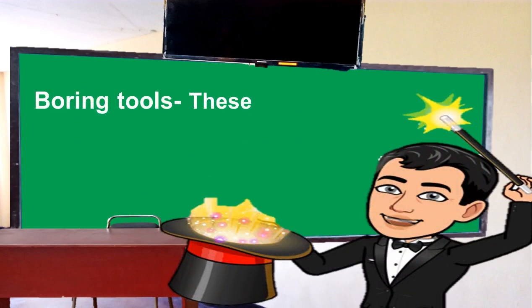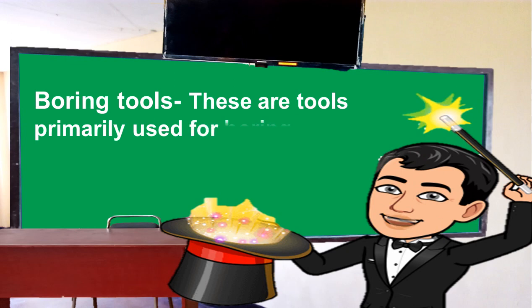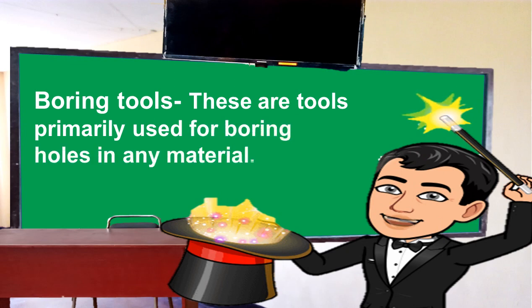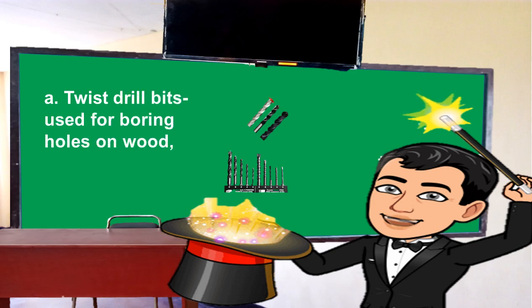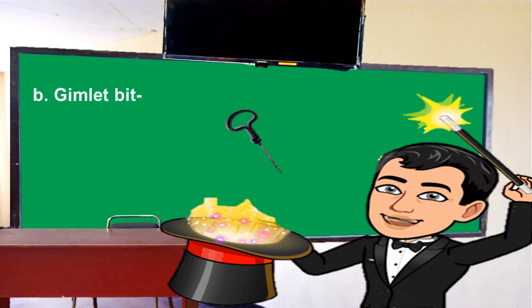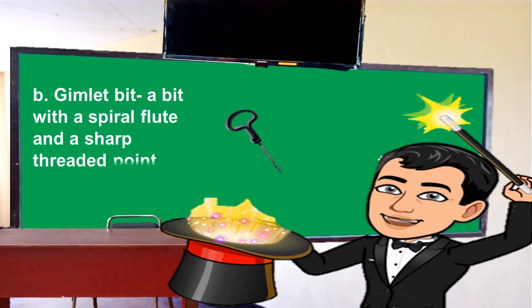Boring tools. These are tools primarily used for boring holes in any material. Twist drill bits, used for boring holes on wood, metal, or plastic. Gimlet bit, a bit with a spiral flute and a sharp threaded point for boring small holes.